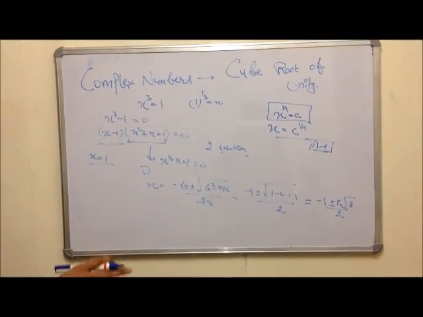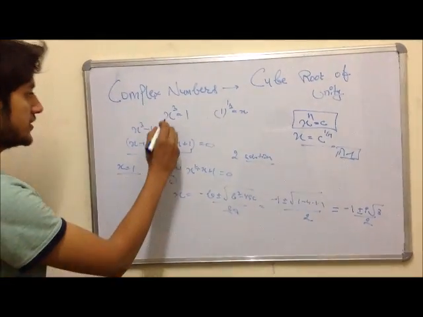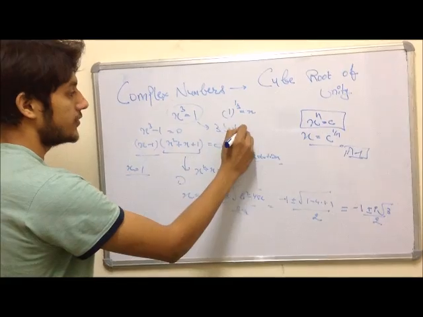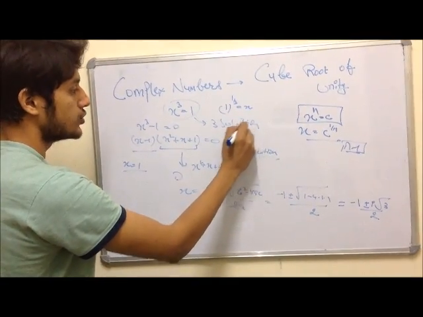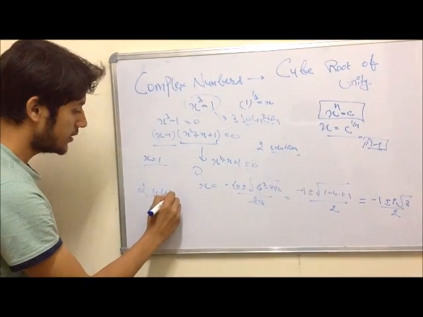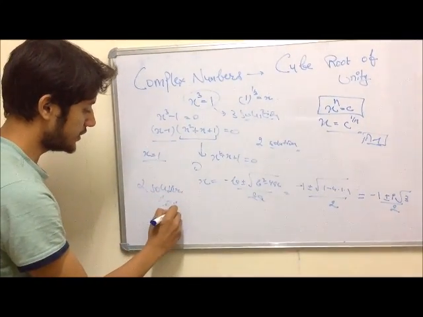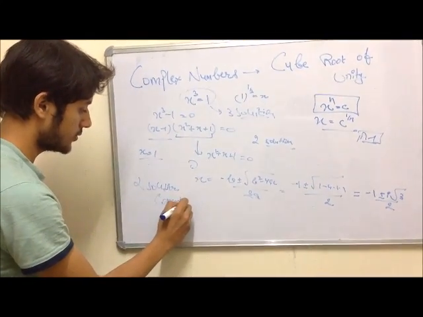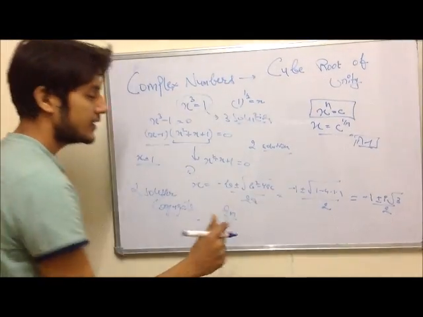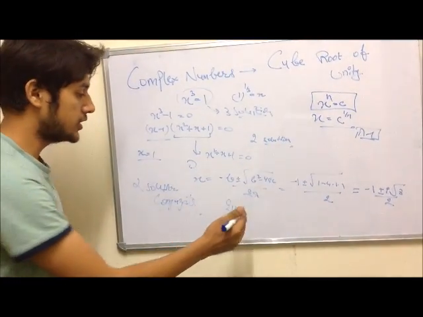There is a property about complex numbers that if we have three solutions here and we get one of the solutions real and two solutions complex numbers, then those two solutions will always be conjugate of each other. If we have n solutions which are complex, then those n solutions will be conjugate to the other n solutions.